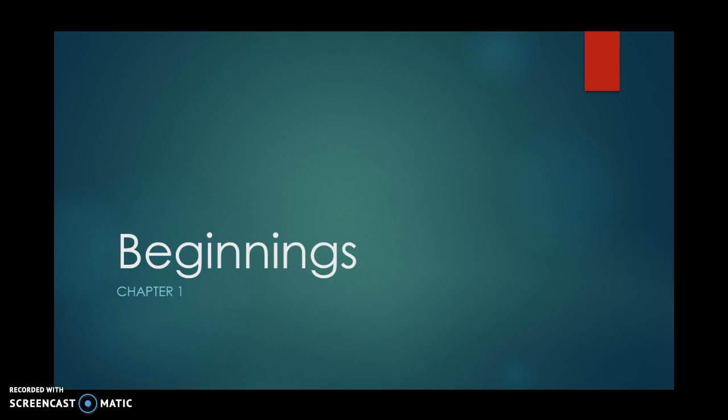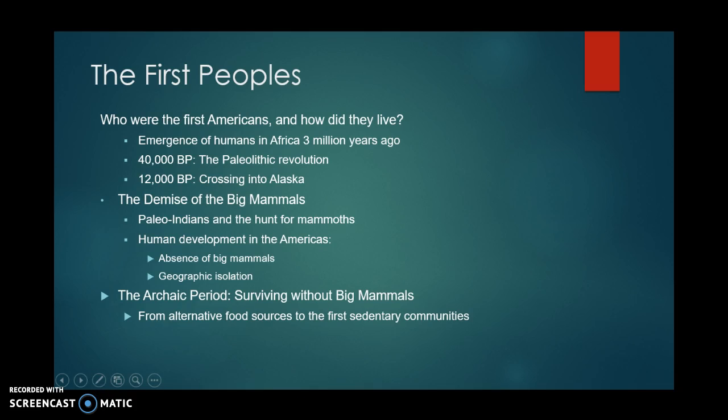And then Eurasia and Africa versus North America. These major civilizations of North America, how are they different from those from Europe, Asia, and Africa? So we start off talking about the first peoples. Where did these first Americans come from and how did they live?